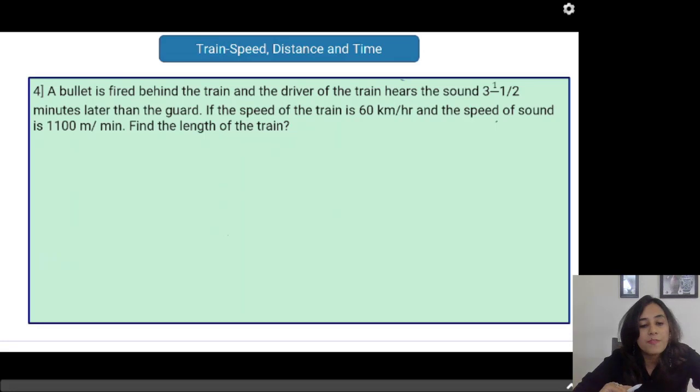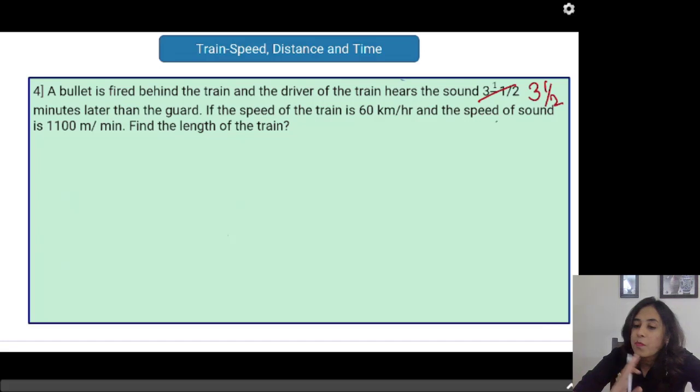A bullet is fired behind the train and the driver of the train hears the sound 3.5 minutes later than the guard. If the speed of the train is 60 kilometers per hour and the speed of the sound is 1100 meters per minute, find the length of the train.